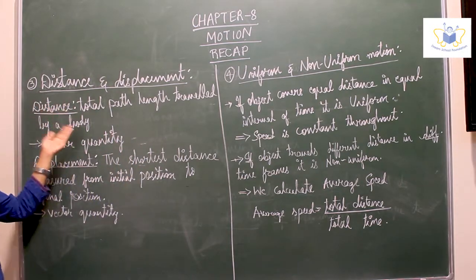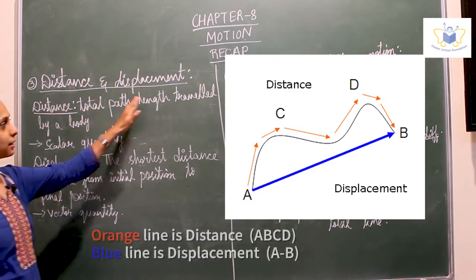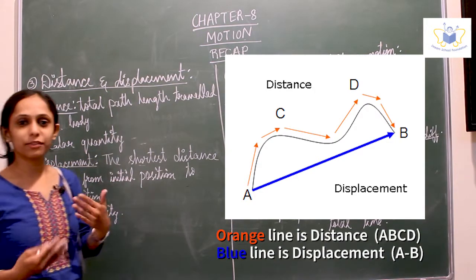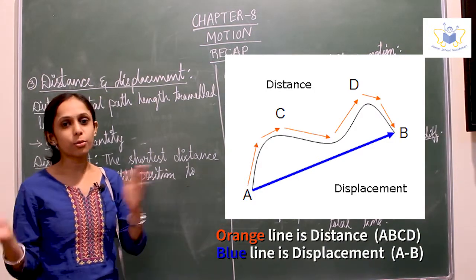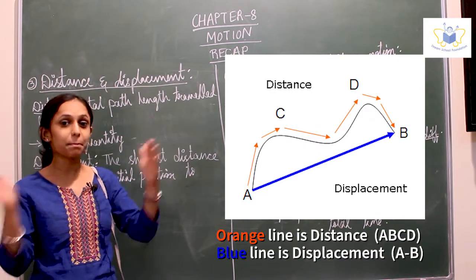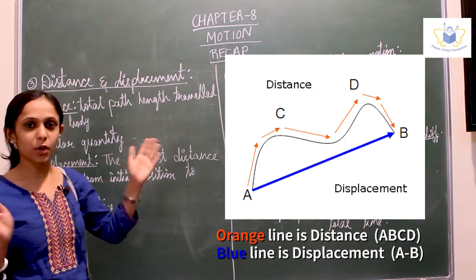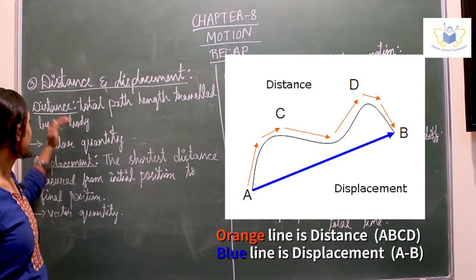So what is distance? It is the total path length traveled by a body. Total path length. Say you are moving from your school to your home. So what is the total distance? Total path covered. This total path is called your distance. Distance from your home to school.